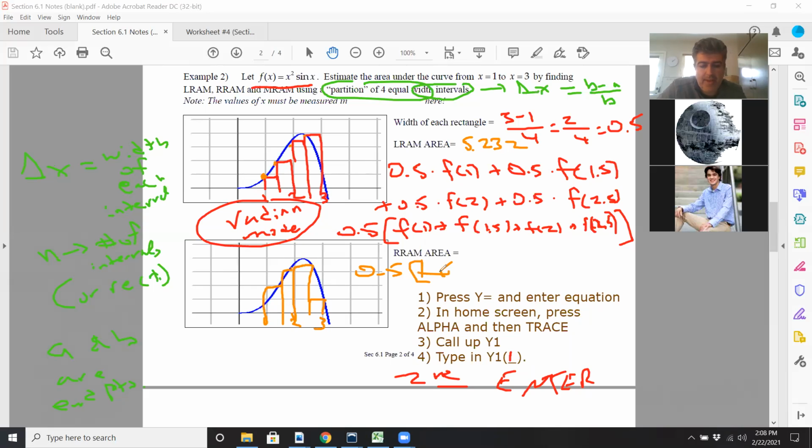So the f of 1.5 plus f of 2 plus f of 2.5 plus f of 3. So that's that. And that's actually 5.446 if we were to work that out.